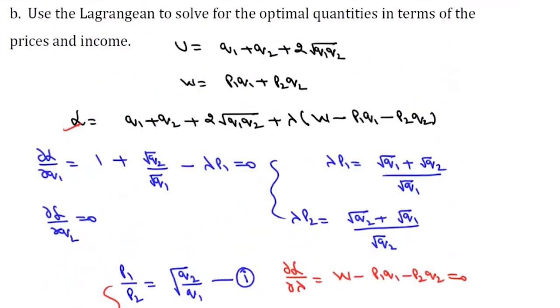Now once we have the value of Q1 and Q2, we can use them to find the value of lambda. For this question, we just need to find optimal quantities in terms of prices and income.